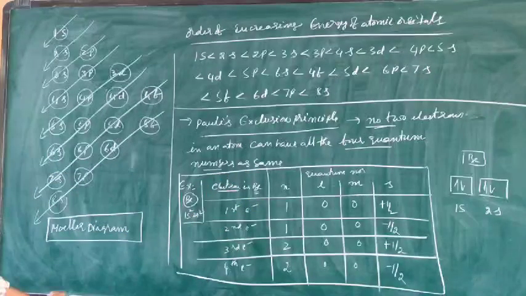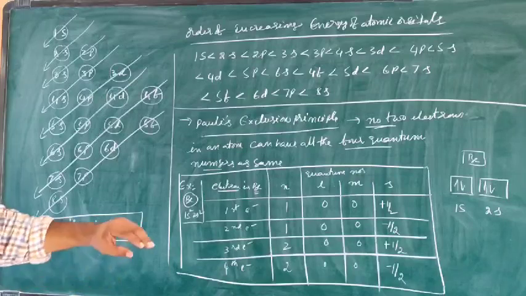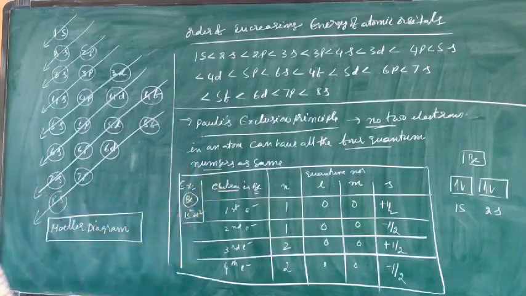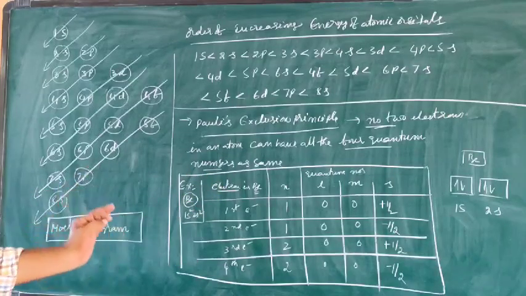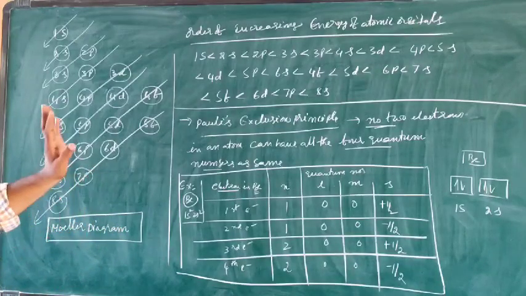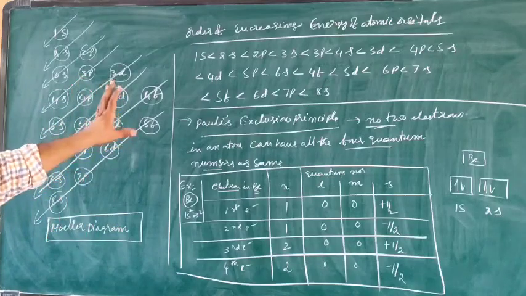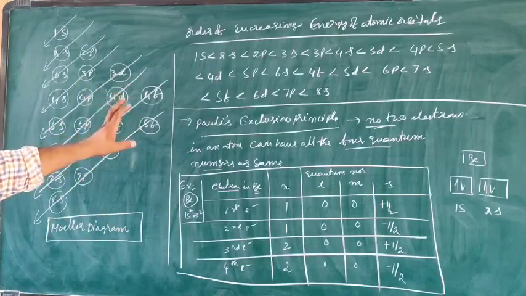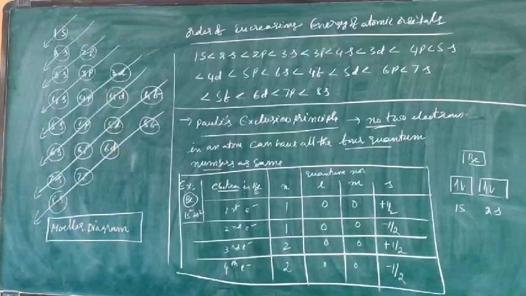If you go for different atoms, sometimes they may differ in all the quantum numbers. Minimum one quantum number, each electron differs. This is the law, this is the principle given by Pauli. No two electrons in an atom can have all the four quantum numbers the same. Okay.